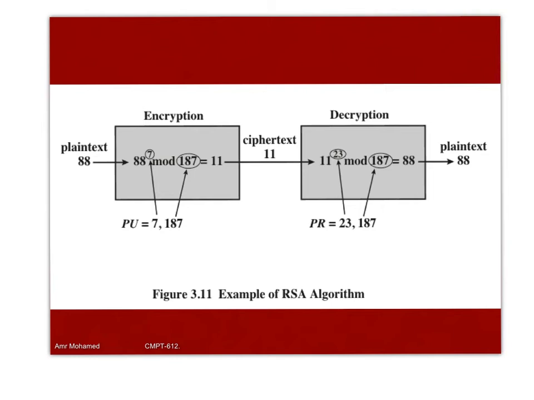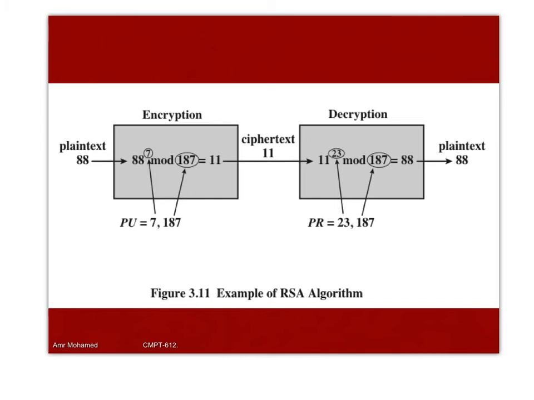But if n is 187 and e is 7, and we take a plain text message converted to a number, and it happens to be 88, then 88 to the power of 7 mod 187. Remember, the answer here has to be less than 187. So the answer is 11. This is the ciphertext. If we get the ciphertext and we use 23 as the D.